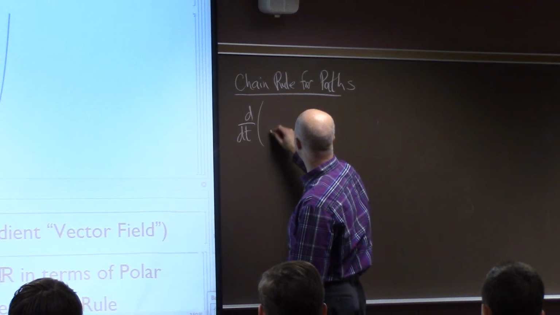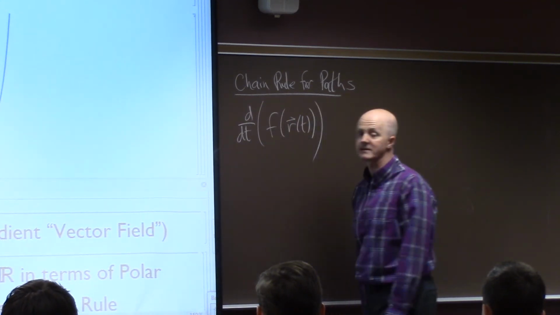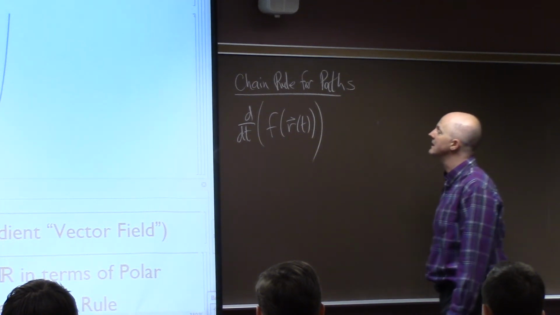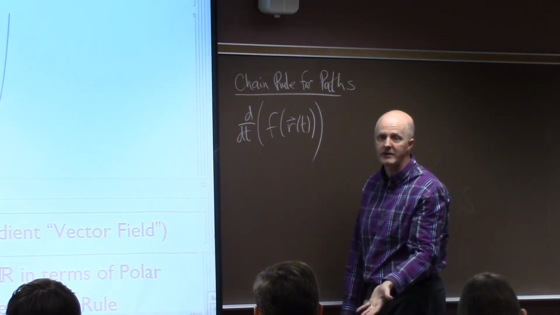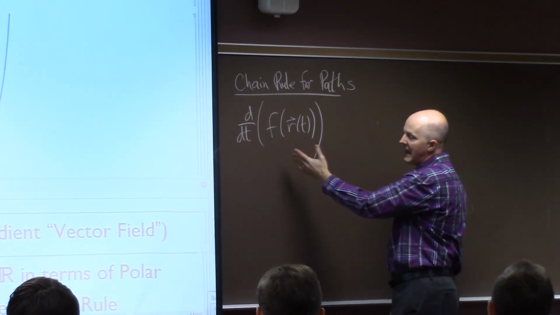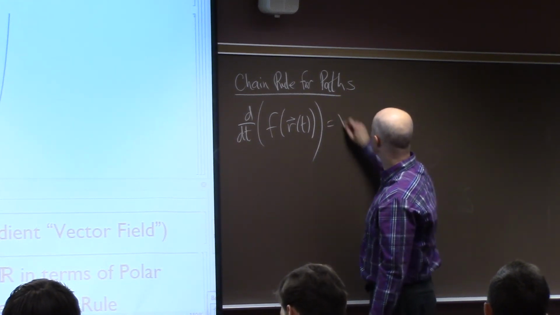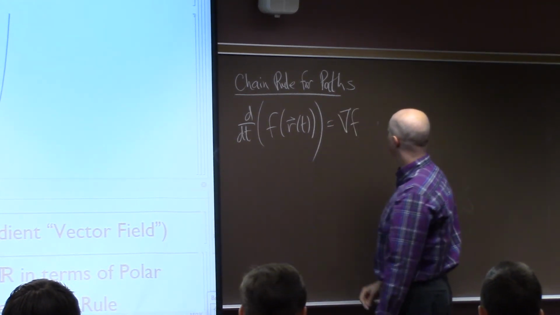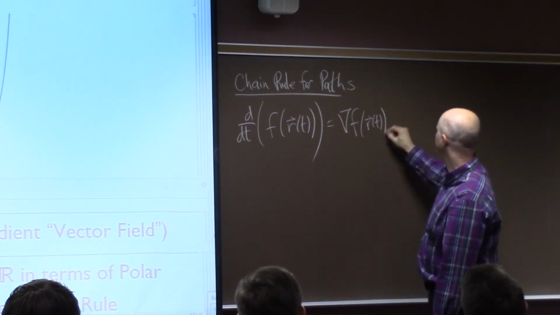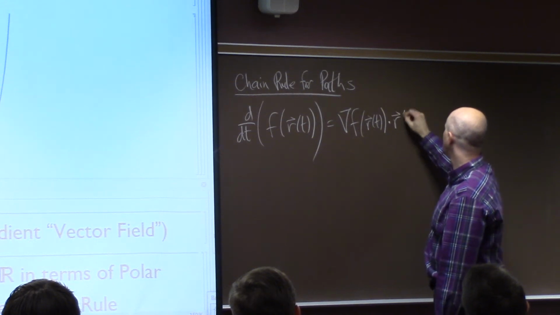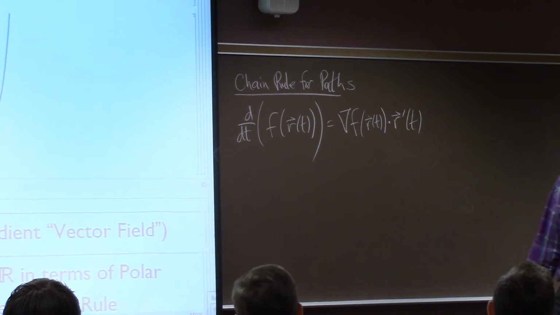If you want to differentiate a function like this, and actually this formula works in higher dimensions too, t needs to be a real number. R of t could be an n-dimensional point or vector. And f then would take an n-dimensional input and give you a real number as output. You take the gradient of f, evaluate it at R of t, and dot that with R prime of t, the velocity vector, like that.